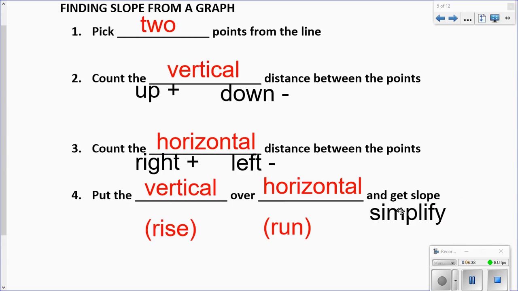The last thing is you want to make sure you always simplify your slope. Always simplify it into the simplest fraction you can. And if it comes out to be like 4/1, make it 4. Always give it in simplest form.